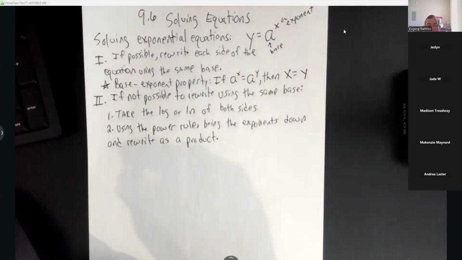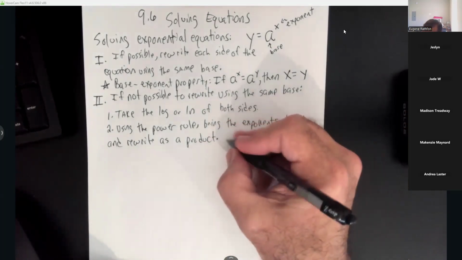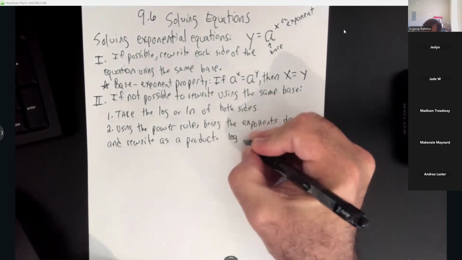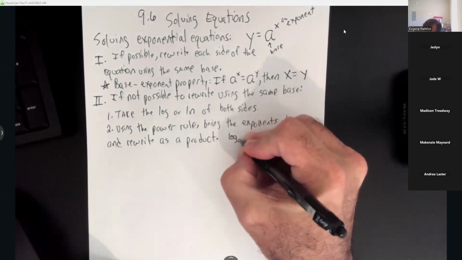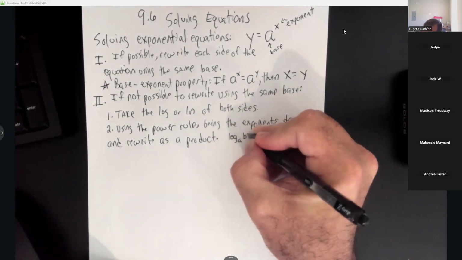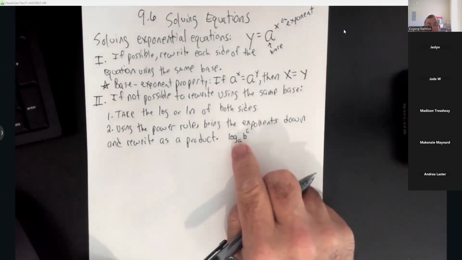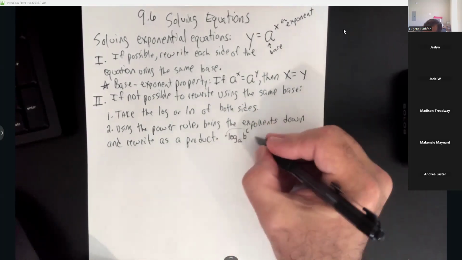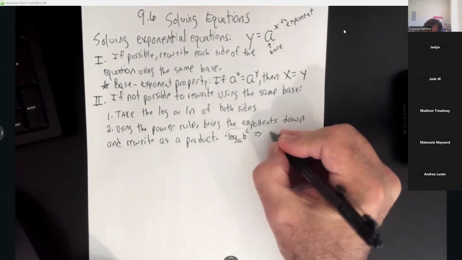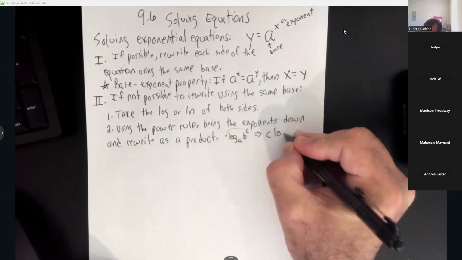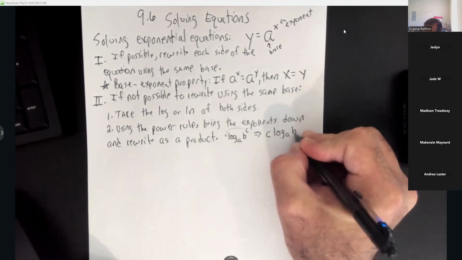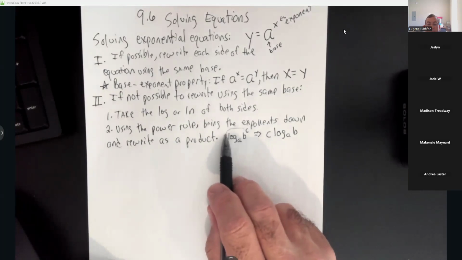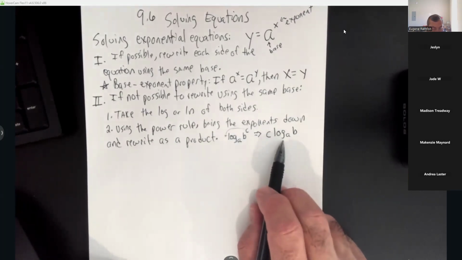And y'all, that goes back to that little property where we had something like this: log base A of B to the C. This property is one where we brought the exponents down to the front and we wrote it as C times log A of B. That's what we're talking about using this power rule, bringing the exponents down and writing them as a product, okay?